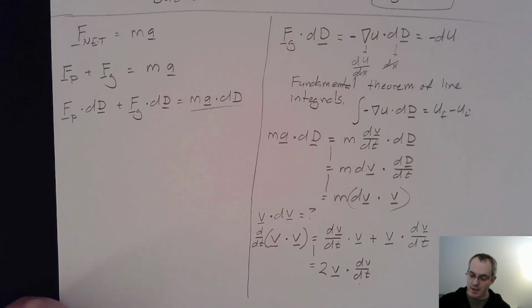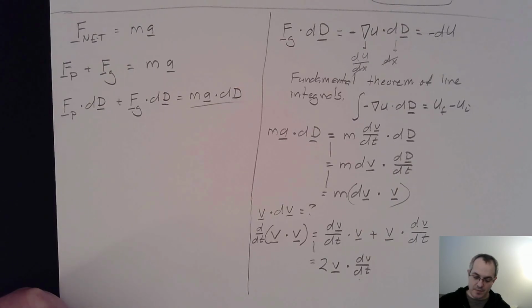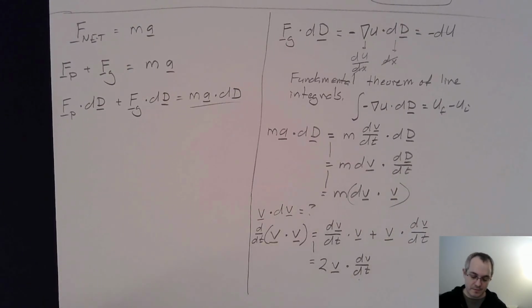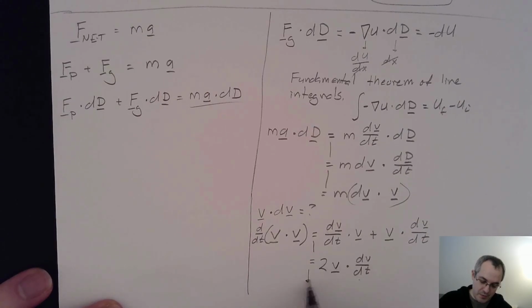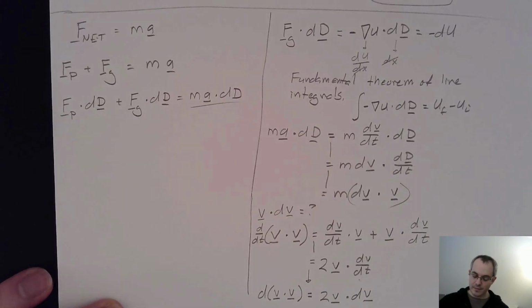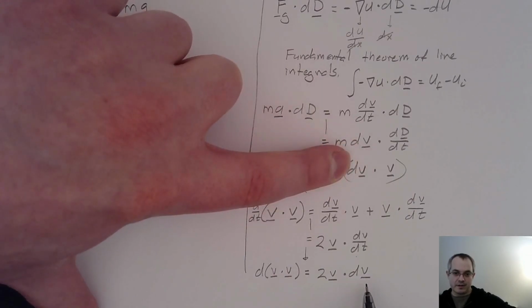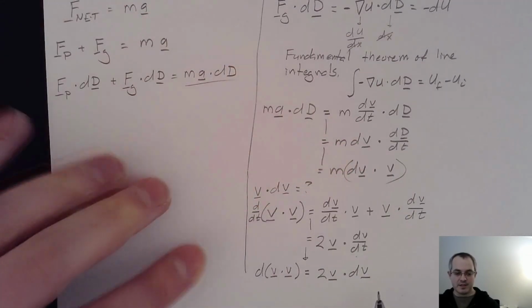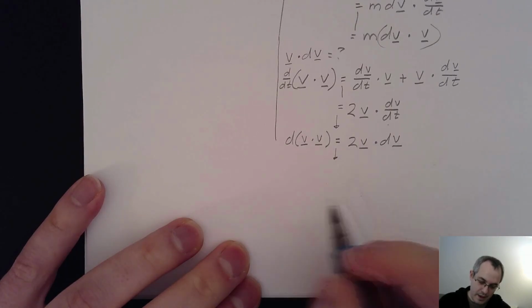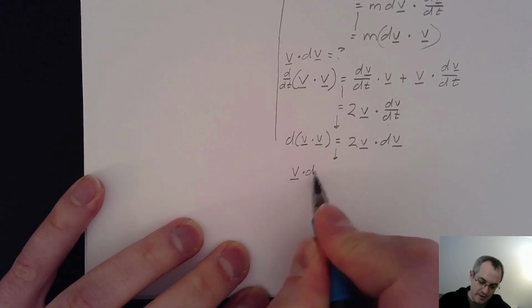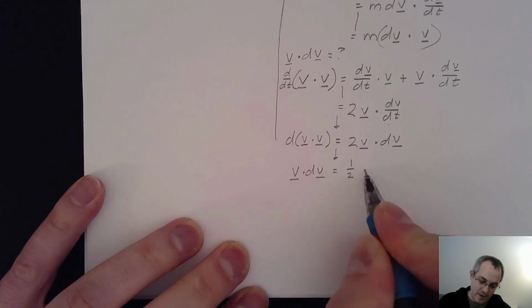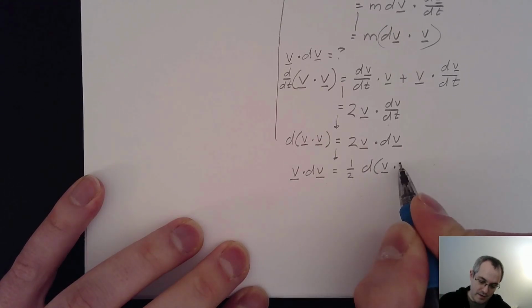Okay. Now, if we, at this point, remove the dt from both sides, then what we end up with is d of v dot v equals 2v dot dv. Which you notice is what we have here, right? We have v dot dv, and that's what we're wanting here. We just have this 2, so to solve for v dot dv, we get v dot dv is equal to 1/2 d of v dot v.